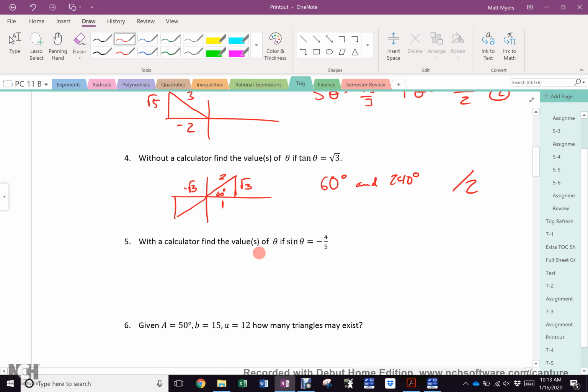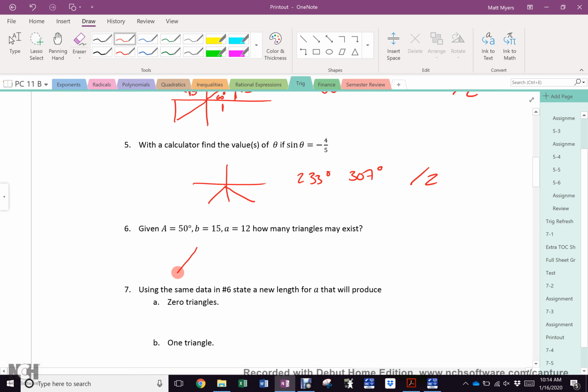With the calculator, find the values of theta if sine theta is negative 4/5. Well, if it's negative 4/5, it's got to be there and there, yeah? And, I did it wrong. There and there. So you do shift sine theta and you get 53. So it is 233 and 307 for 2 marks.